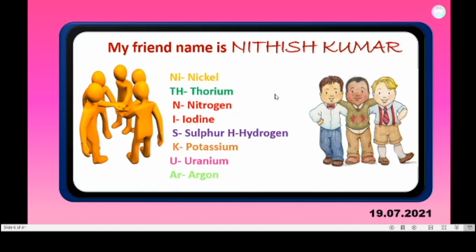So, by this practice, we learn more elements with the symbols. You also write your name, your friend's name, your parents' names, your family members' names. You learn many elements. What are the elements hidden in their names? You find out their names and then you find out the elements' names with the symbols.